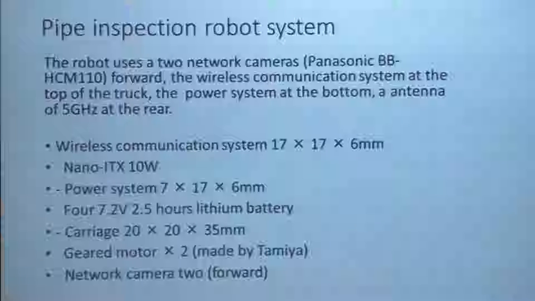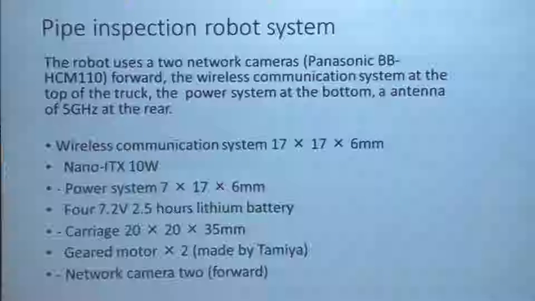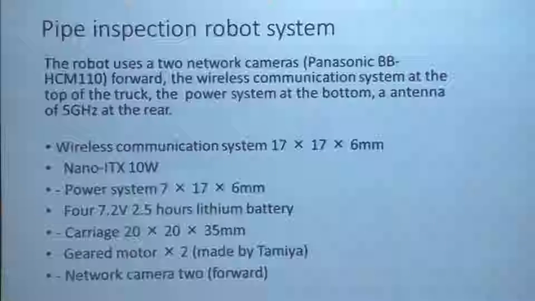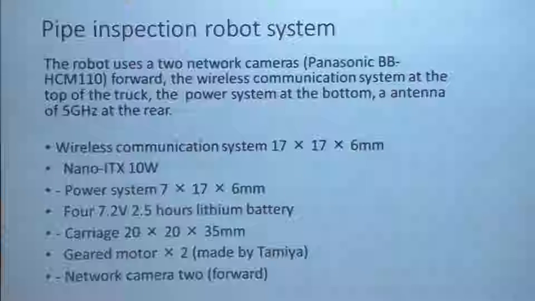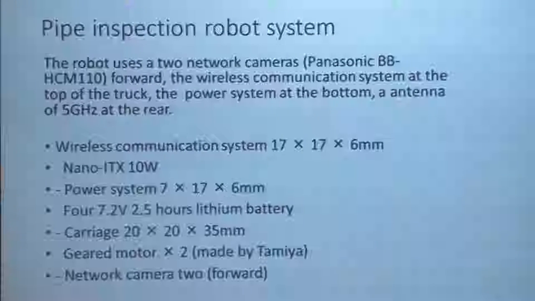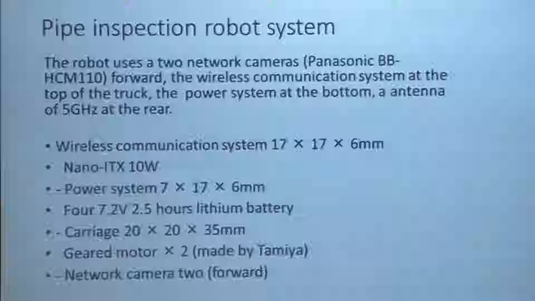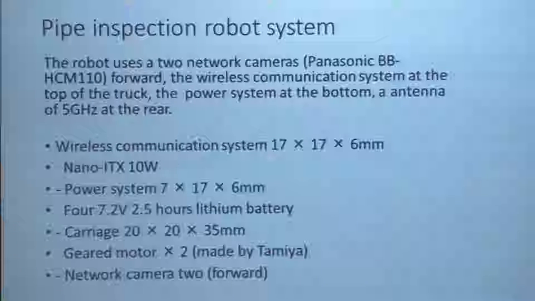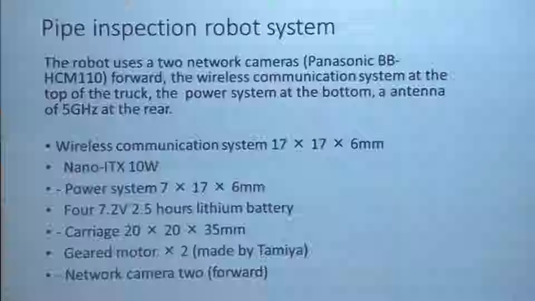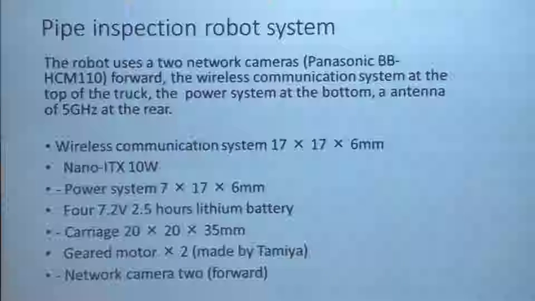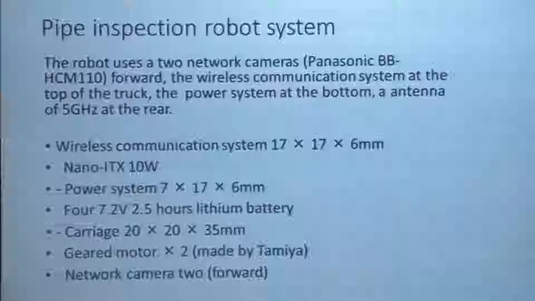The pipe inspection robot system. The robot uses two network cameras. This is a Panasonic camera, facing forward, and the wireless communication system at the top of the rack. And the power system at the bottom, and the gigahertz antenna at the back. And we use a wireless communication system of this size. And in the computer, we use nano ITX. This is 10 watts.